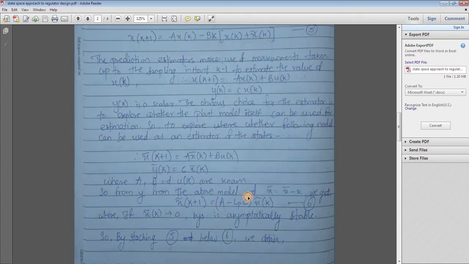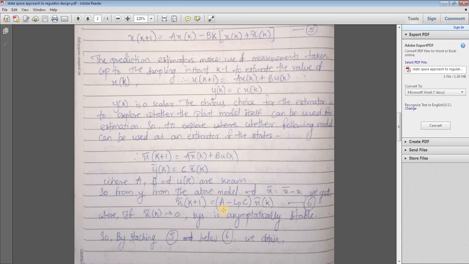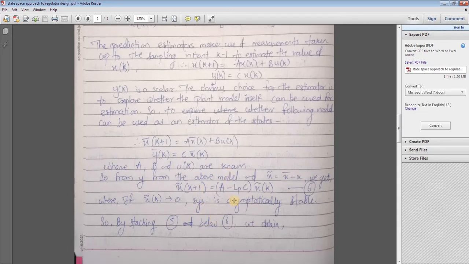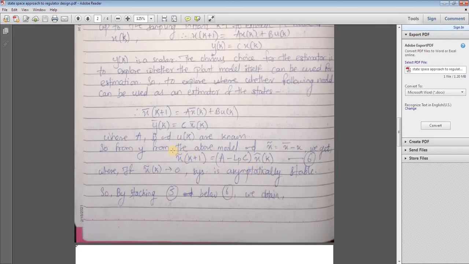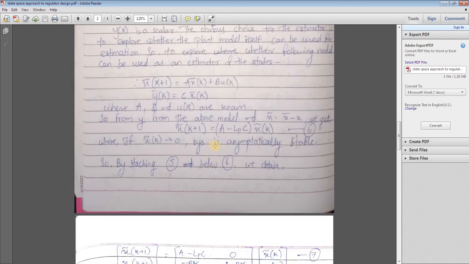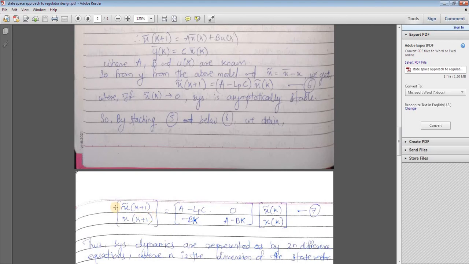So if this error is equal to 0, the system is asymptotically stable. Now we are going to stack equation number 5, this one with the error, and equation number 6, this equation, like in a matrix format.